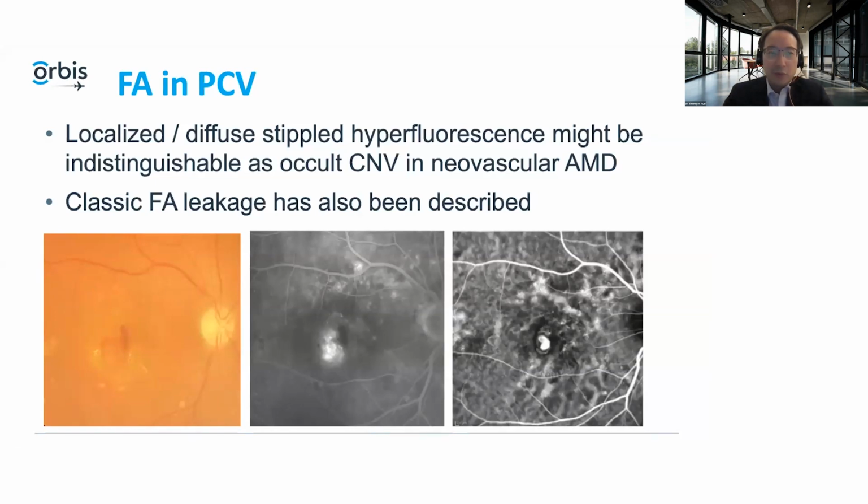On FFA, usually the PCV lesion will appear as localized or diffuse stippled hyperfluorescence, which might not be distinguishable from occult CNV in neovascular AMD. Classic FFA patterns have also been described. So in the middle, you can see this is basically a patient with occult CNV kind of leakage. And on the right side, you can see the ICG showing the polypoidal lesion with the associated branching neovascular network.